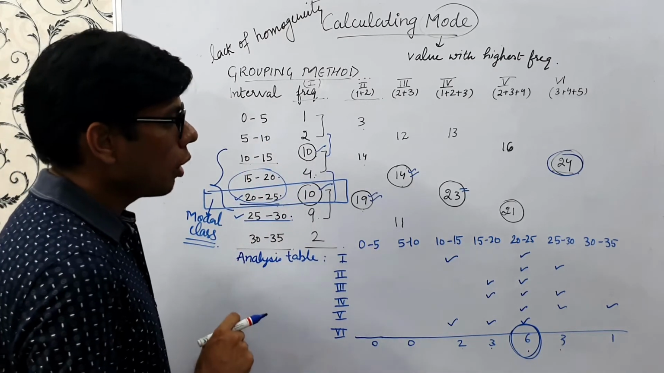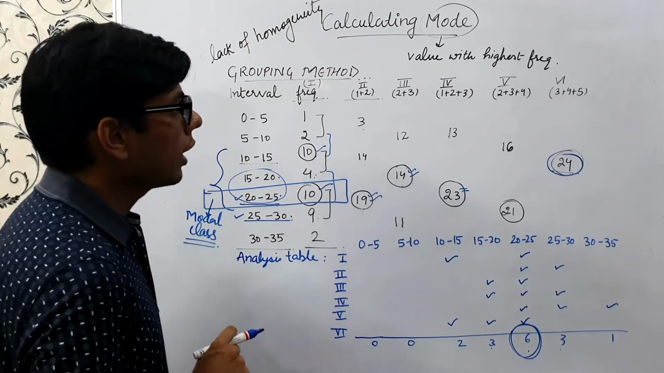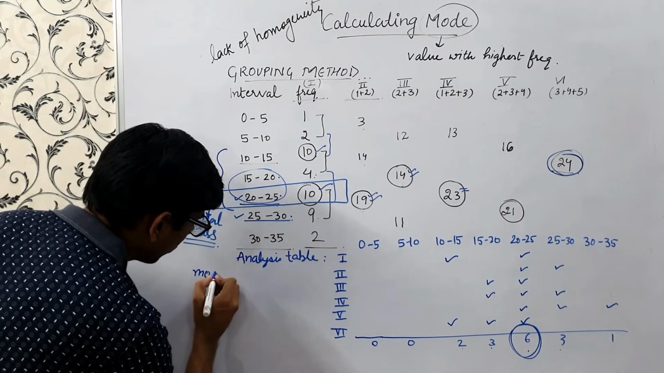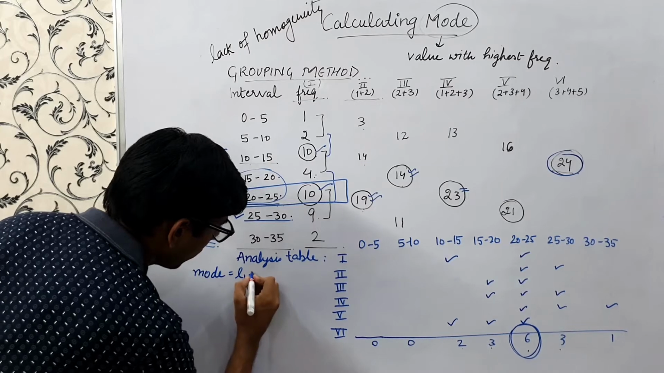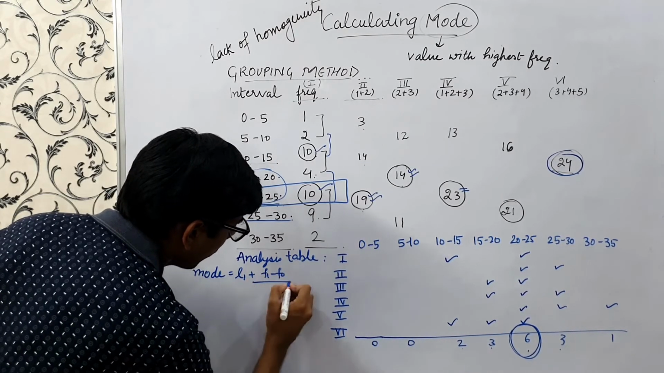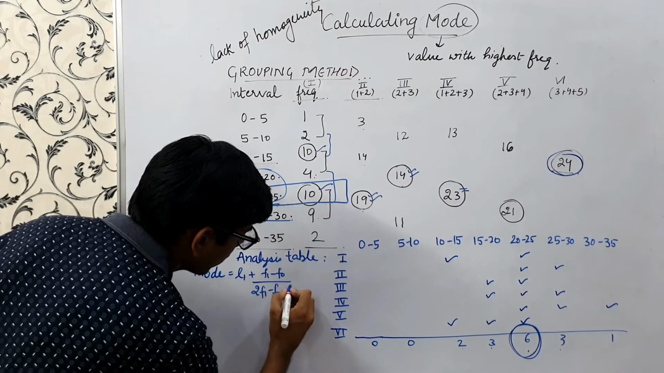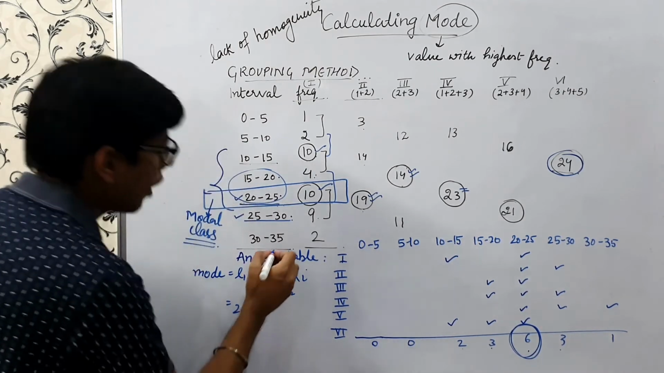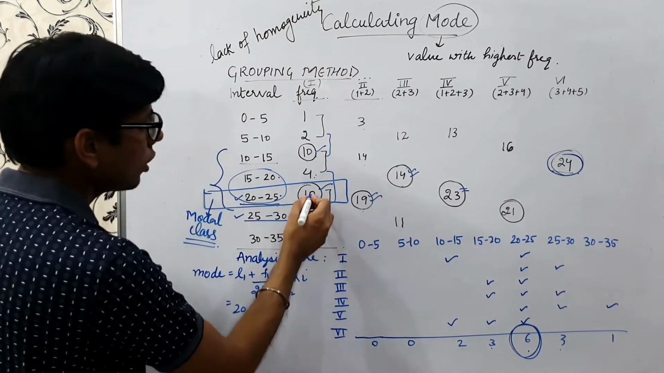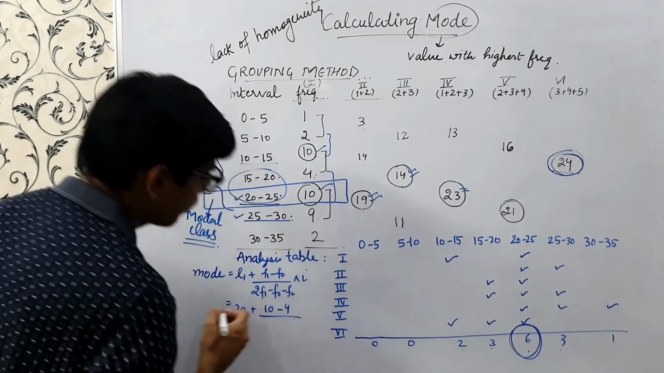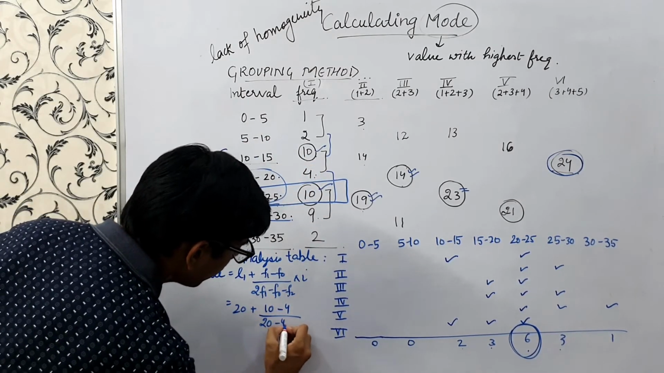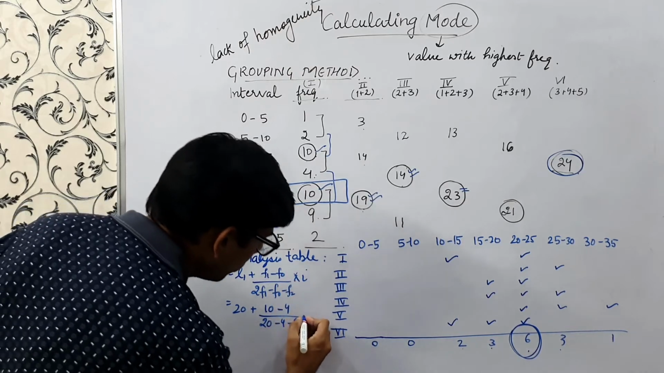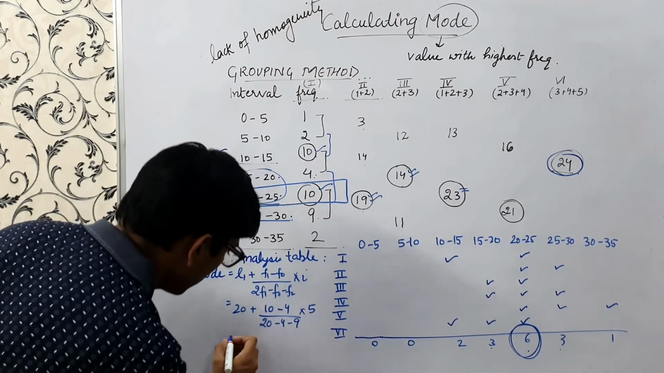So now we have got the modal class, and now we can calculate the mode by the formula explained earlier. Mode is nothing but L1 plus (F1 minus F0) upon (2F1 minus F0 minus F2) into I. So L1 is 20, the lower limit. F1 is 10. F0 is the frequency just above it, which is 4. So 2 into F1 is 20, minus 4 minus 9. 9 is F2, the frequency just below it, and into the interval, which is 5. So just do the calculations.